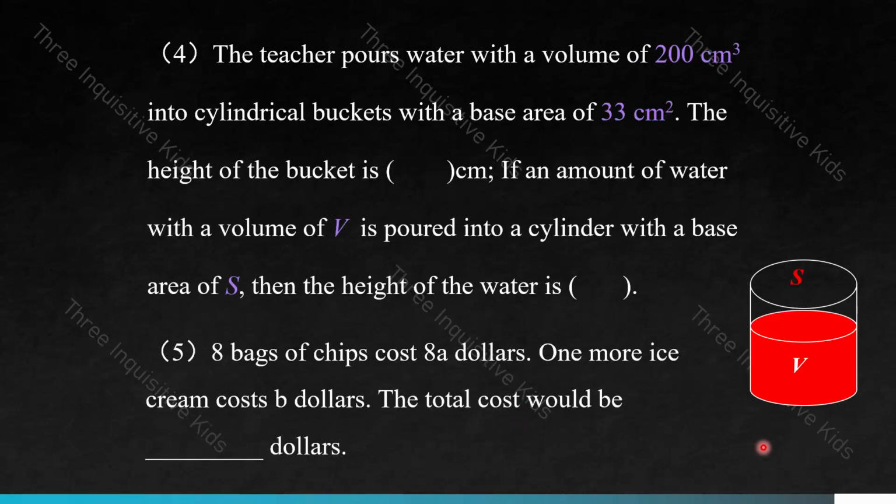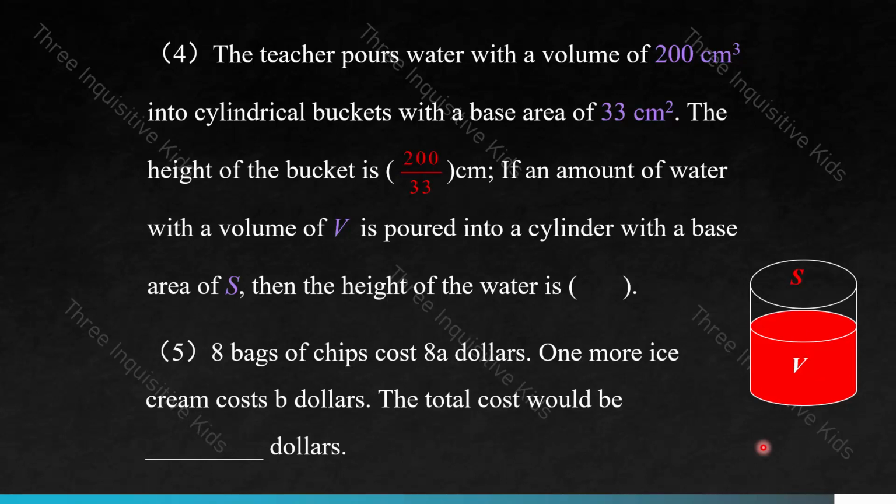Now there's some more blanks. The teacher pours water with a volume of 200 centimeters cubed into cylindrical buckets with a base area of 33 centimeters squared. The height of the bucket is blank centimeters. If an amount of water with a volume of V is poured into a cylinder with a base area of S, then the height of the water is blank. 8 bags of chips cost $8. 1 more ice cream costs B dollars. The total cost would be blank dollars. Again, pause the video and try to solve.